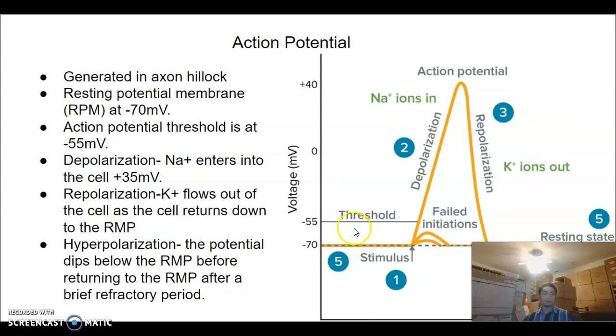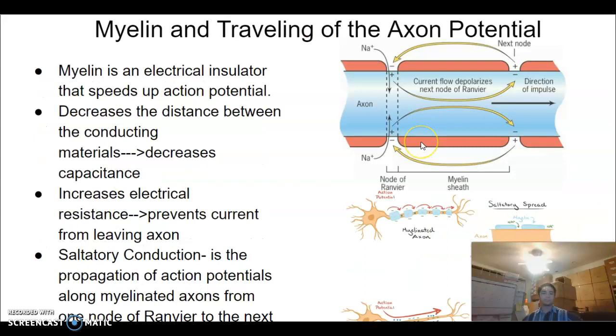But if it does reach that threshold, then the membrane will depolarize as sodium enters into the cell to about positive 35 millivolts. And after that, it will repolarize as potassium flows out of the cell and will actually dip below the resting membrane potential. And this is known as hyperpolarization because the potassium channels close slowly, and then there's a brief refractory period before it returns to that resting membrane potential.